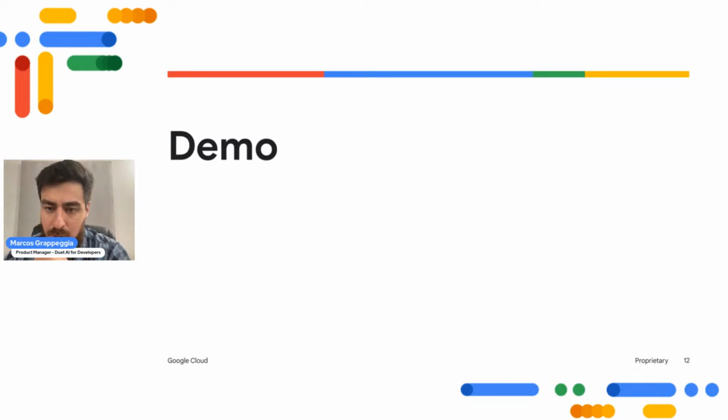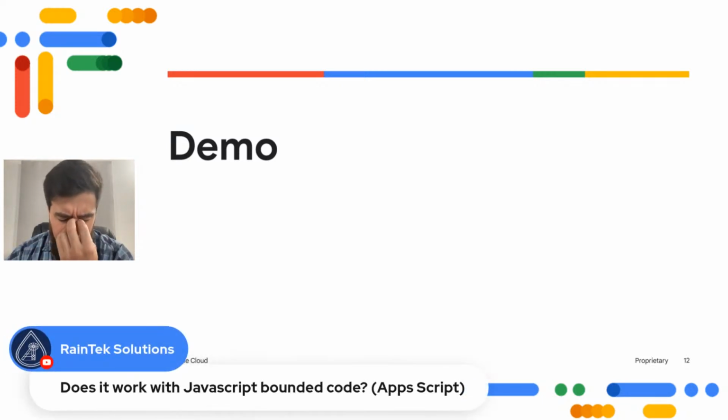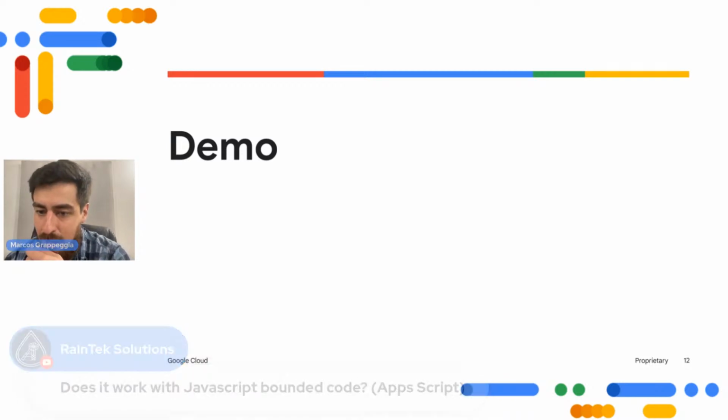App Script code, Raintech Solutions had a question. If this is for the Google Docs App Script editor, it doesn't work. This editor is not integrated with Duet. But if you're editing App Script code inside VS Code or IntelliJ, yes, you can enable Duet. So within the IDEs, you should be able to get support for that.